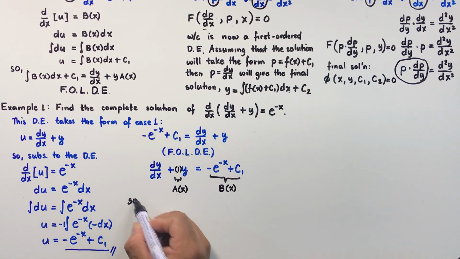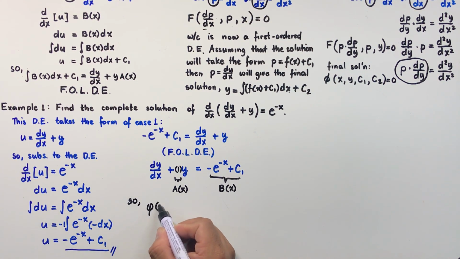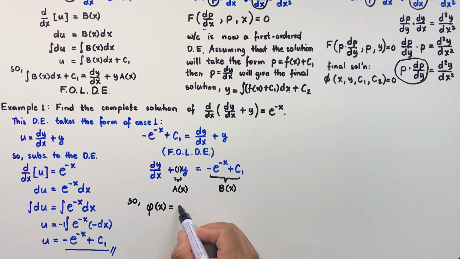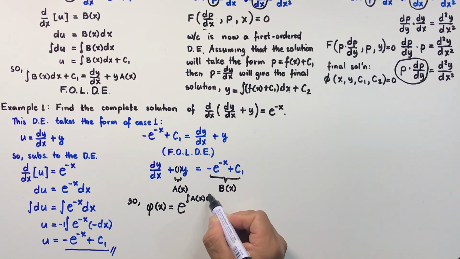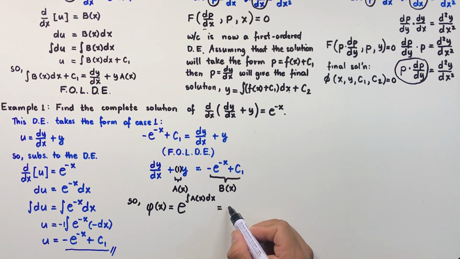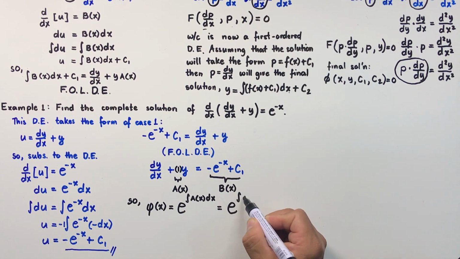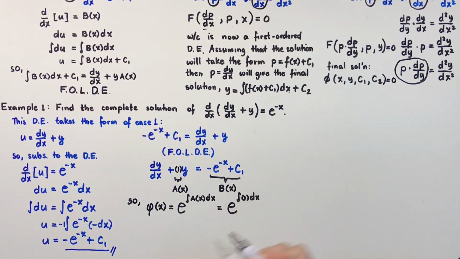So with this one, we can find our integrating factor phi of x. This is e raised to the exponent of the integral of a of x dx. And we know that our a of x is 1 there. So our phi of x is e raised to the exponent of the integral of dx. And the integral of dx is x. Therefore, our integrating factor is e to the power x.